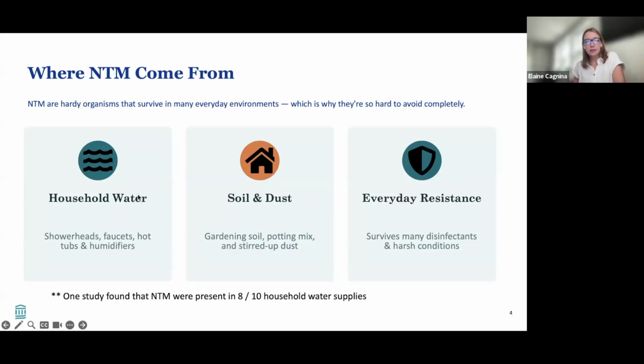They are in soil and dust. They're in gardening soil, potting mix, in the environment, in the woods. Anything that can be stirred up can aerosolize NTM. And they do have everyday resistance, so they can survive many disinfectants and harsh conditions. So you can have the cleanest bathroom in America and still have NTM hiding in your shower head and your faucet. And this is a little bit terrifying, but one study found that NTM were present in 8 out of 10 household water supplies. So very ubiquitous in our environment.